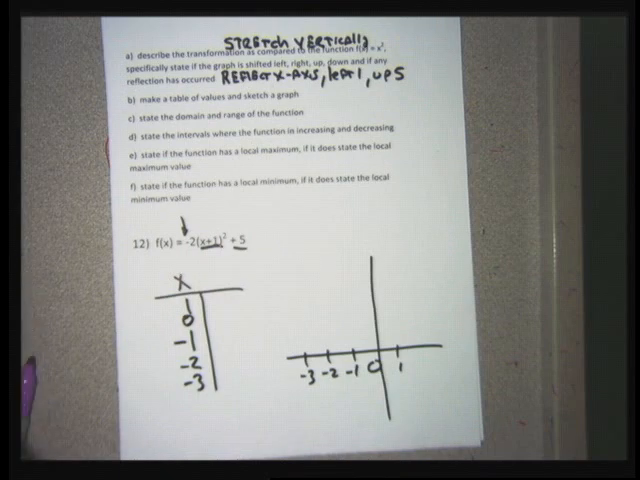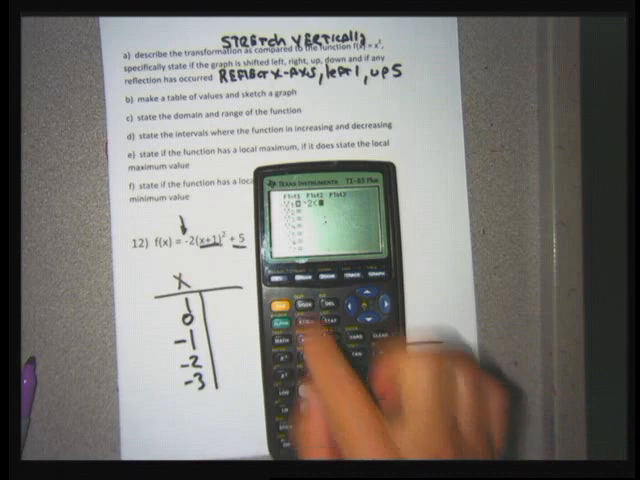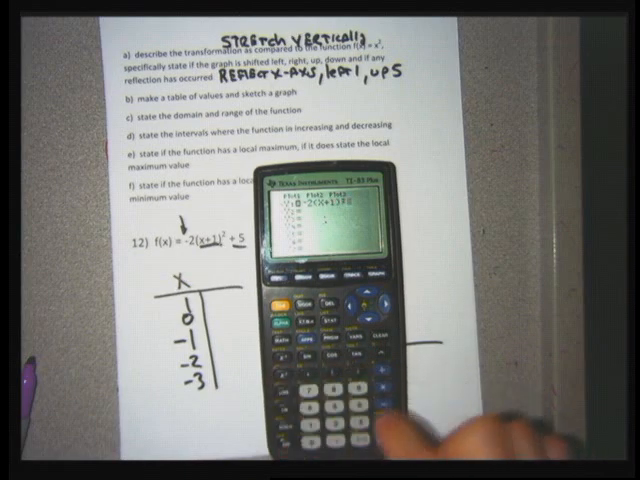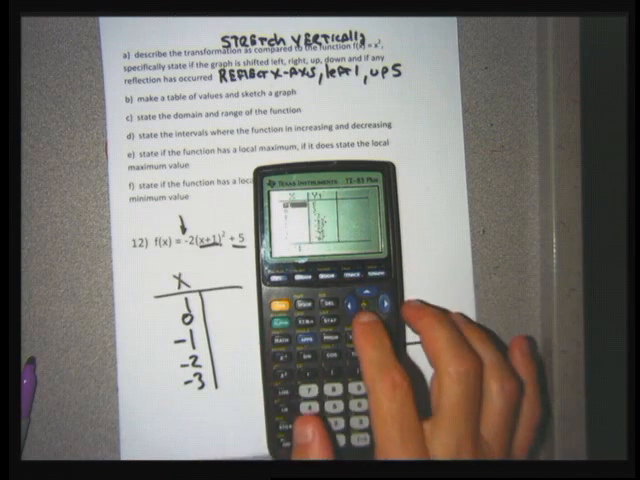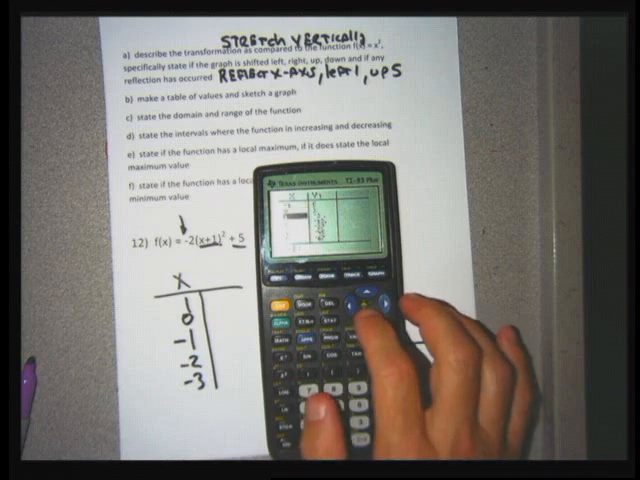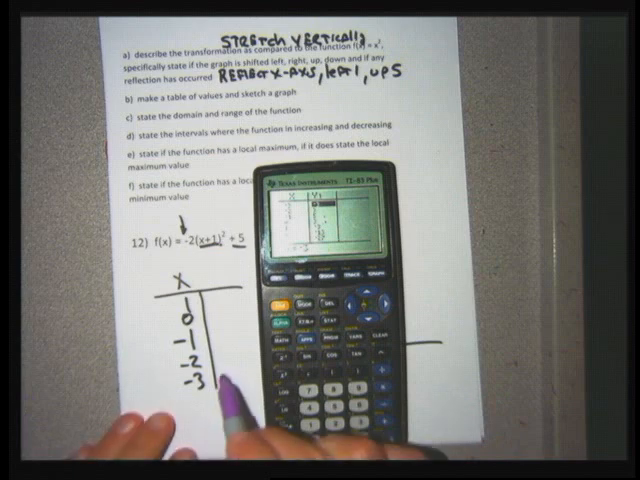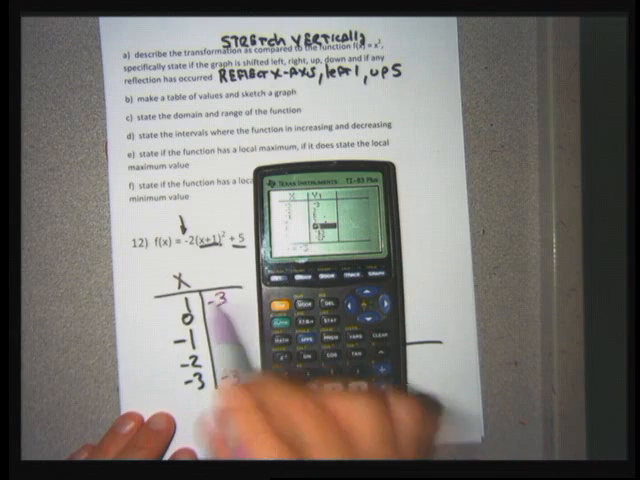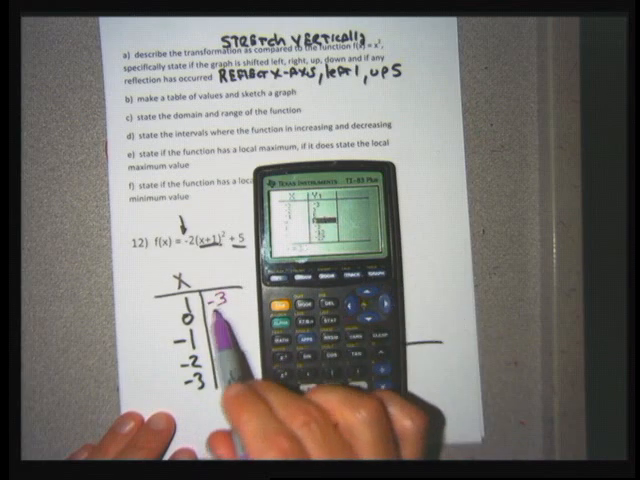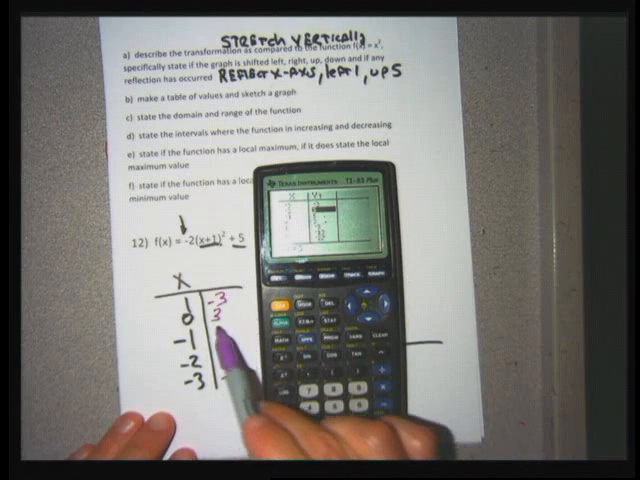Steal the y's from my calculator by going y equals clear negative 2 times (x plus 1) squared plus 5. That's the graph that I'm trying to reproduce. Second table, try to find the negative 3. At negative 3, I'm at negative 3. That's not so bad. And at 1, I'm also at negative 3. At 0, I'm at 3. And at negative 2, I'm at 3. And at negative 1, I'm at 5.